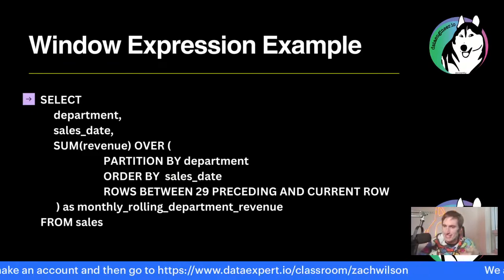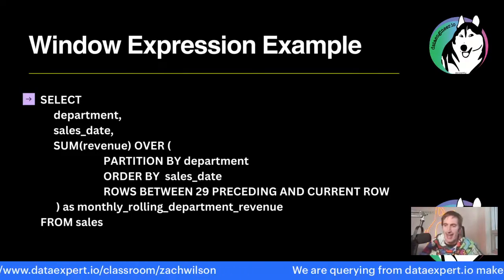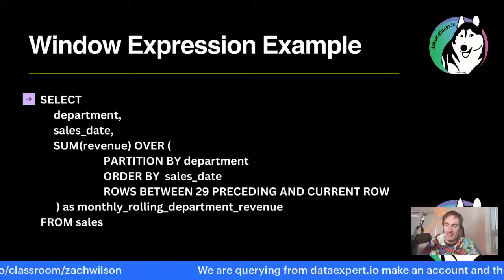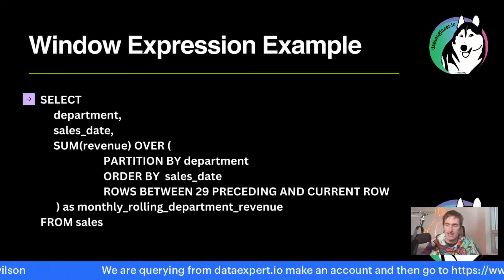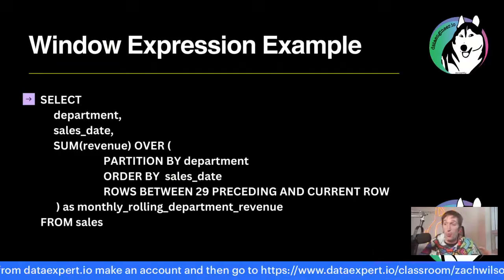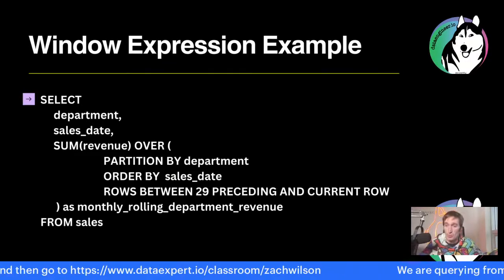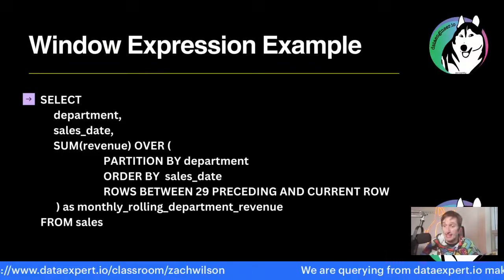And if there aren't 29 rows before, it will just get as many as it can. So if you're at the beginning of your data set, say it's the first day, then you don't have that data, and this will just have maybe 1 day of data instead of 30, because there are no preceding rows, since you're at the beginning of the window.